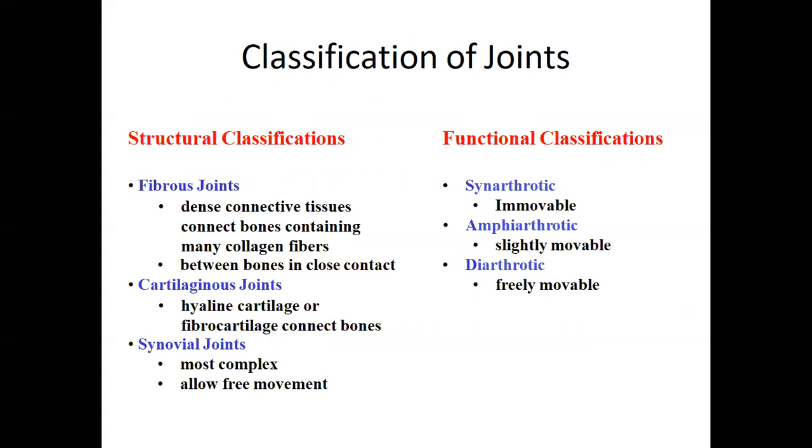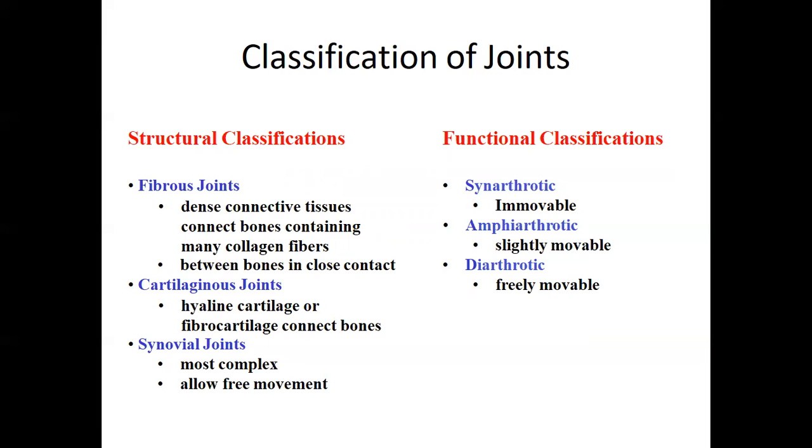For the structural classification of joints, you have three classifications: fibrous joints, cartilaginous joints, and synovial joints. You should be relatively familiar with fibrous and cartilaginous joints. Even though you don't necessarily know the joints themselves, you know what fibrous tissue is and what cartilaginous tissue is, and that'll be helpful. If you don't remember, please go back to chapter 5, the tissues chapter, and brush over those so that they become more familiar to you.